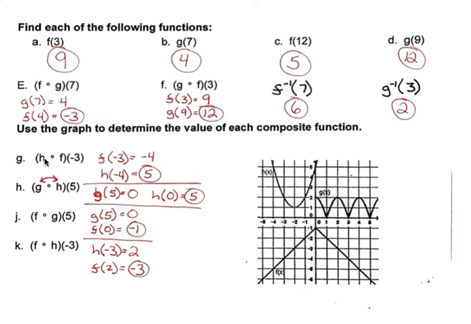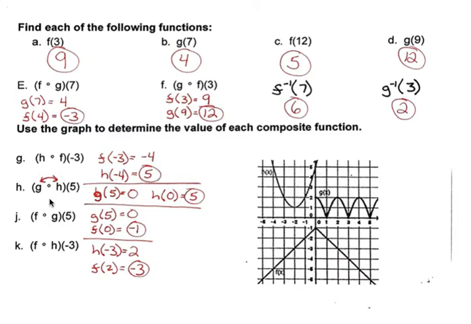Okay, so when we're doing h of f of negative 3, we've got to go to negative 3 and then find the f, and that is at negative 4. So f of negative 3 is negative 4, and then since it says h of f of negative 3, we got to put the negative 4 in for the h. So we go to negative 4 and go up to our h graph, and that is at 5. So that's why we get our answer of 5.